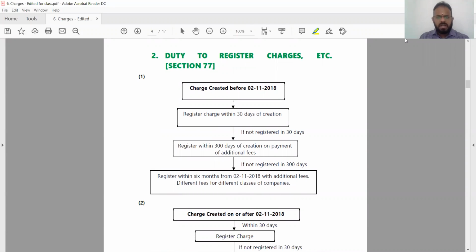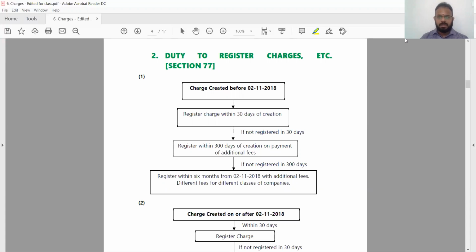Now, previously, before 2/11/2018, charges had to be registered within 30 days of creation. That means you will have to ensure that a proper lien has been created for that particular property. So creation is going to be perfect, but will you register the charge? That means you will have to get the registration within 30 days of creation. Listen, first we will complete what is before 2/11/2018, then we can go on.